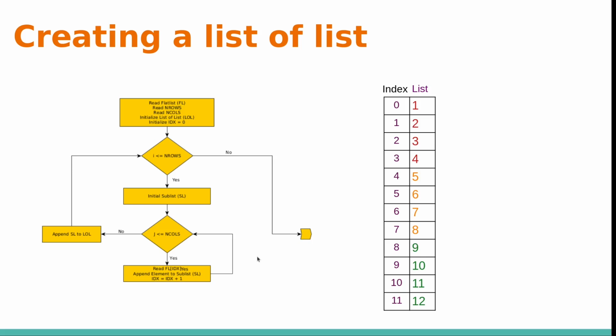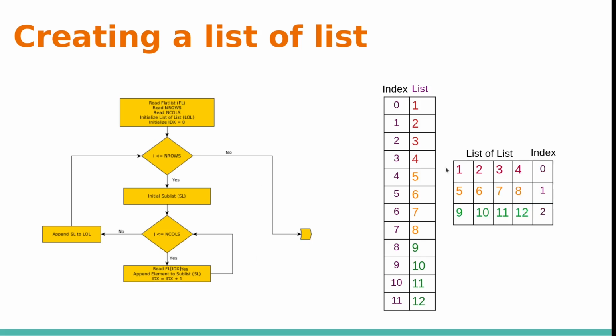Okay, so here's the list of lists. I loop through first, and I create this list of lists, and then I fill it up with these 4 numbers. Then I loop back, create a new sublist, fill in these 4 numbers, and then loop again, fill out the last 4 numbers, and then end my calculations.